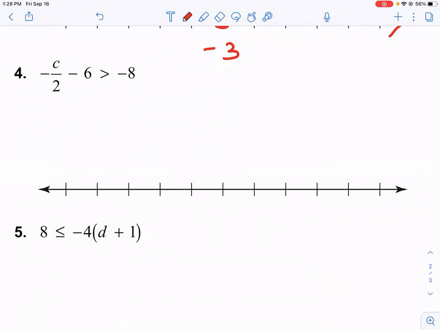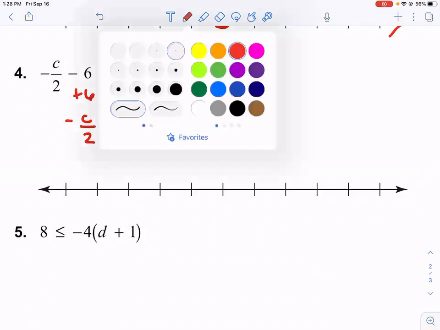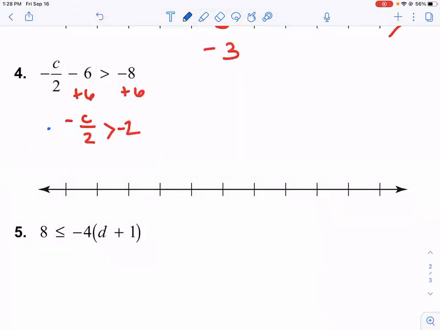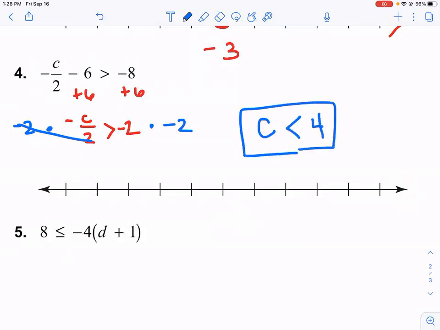All right. Nathan, what do we do first? Let's add 6 to both sides. So we get -c over 2 is greater than 2. -2. Thank you, Preston. Now what do I do, Preston? Multiply -2 to both sides. So we get C is, everybody, less than 4. Cool.